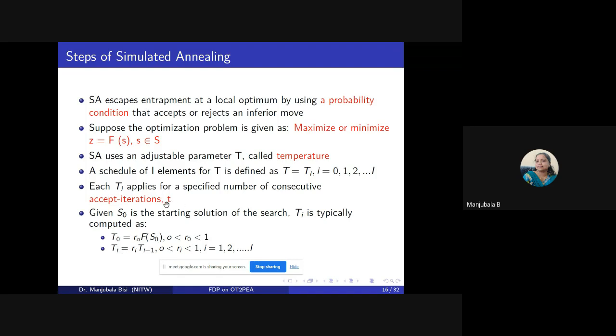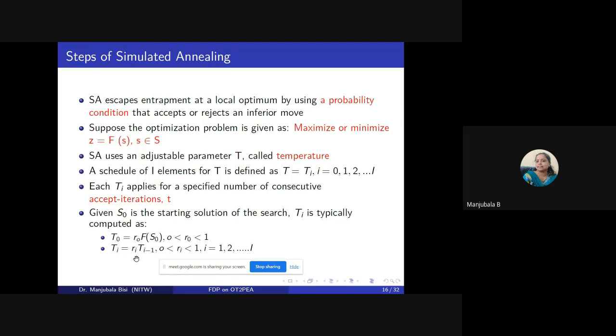As I told, for every small t number of accepted iterations, we are going to change the temperature. So Ti, in the current iteration i, equals, again you generate a random number Ri. For every iteration you are generating a random number which follows the uniform distribution in the range 0 to 1, and then multiply it by the temperature in the previous iteration, that is Ti minus 1. So this is the annealing schedule, and this is the initial value of the temperature.